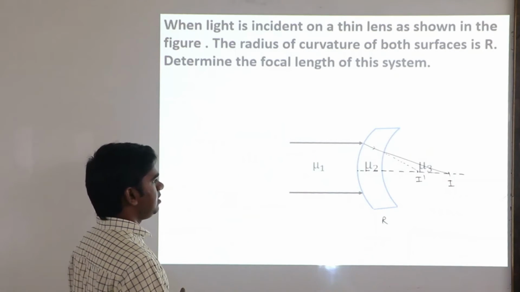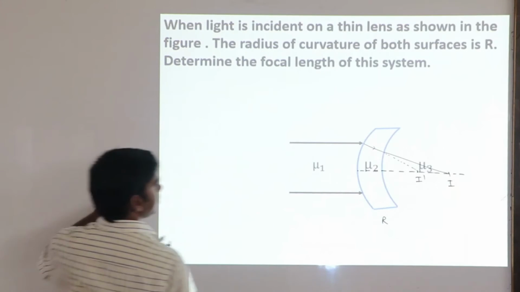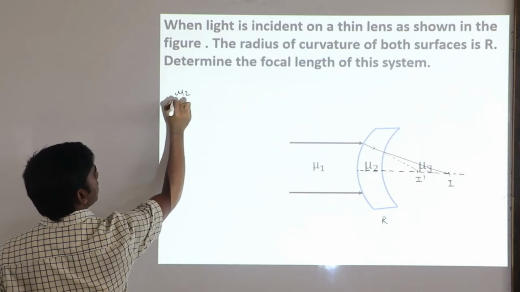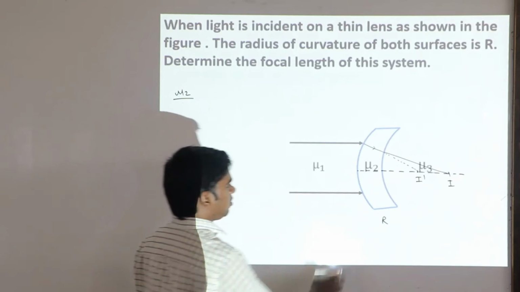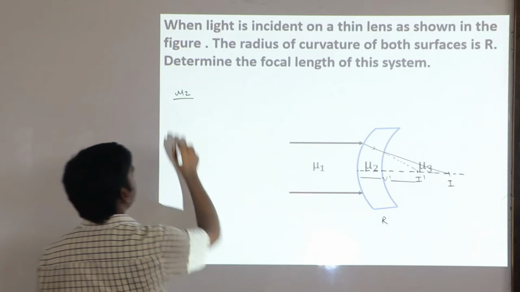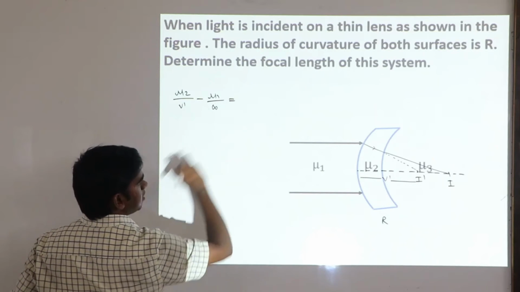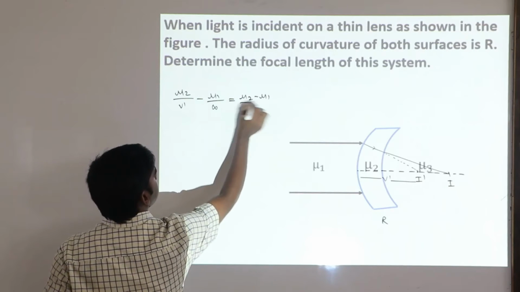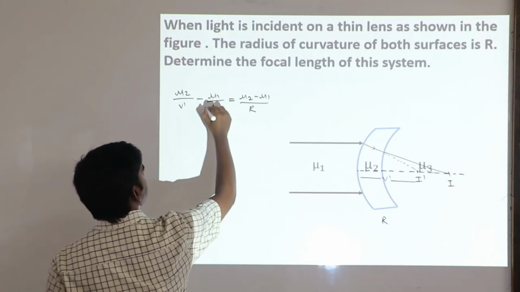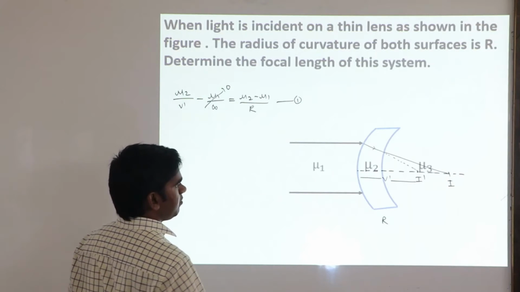Now apply the spherical surface formula for the first surface. You can write mu2 divided by v, where v is this distance, which we take as v dash, minus mu1 divided by infinity equals mu2 minus mu1 divided by r. This is going to be 0. Call this equation number 1. Now think about the second surface.